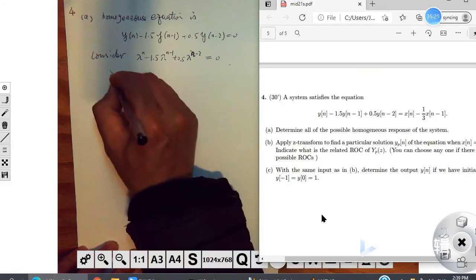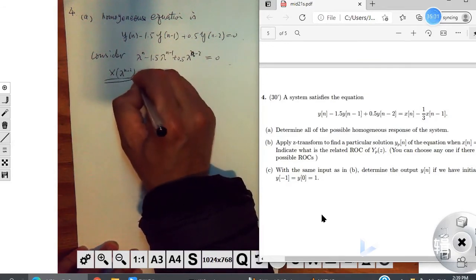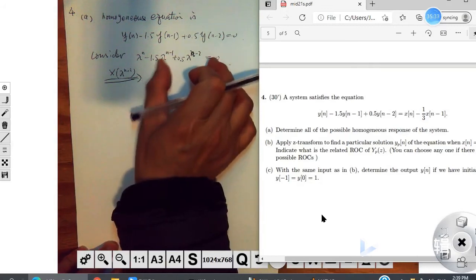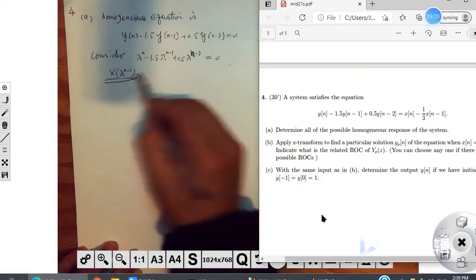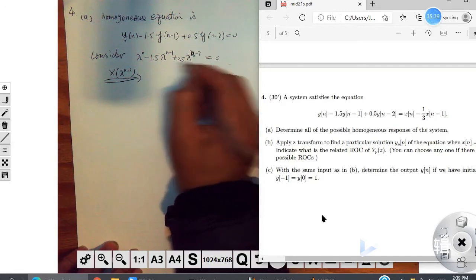Then I multiply by lambda to the n minus 2 on both sides. If we multiply both sides by the same thing, we get the same equation, right? These two, we get not multiplied, but divided.